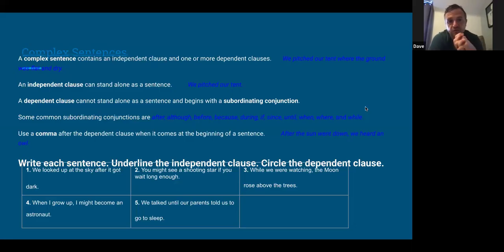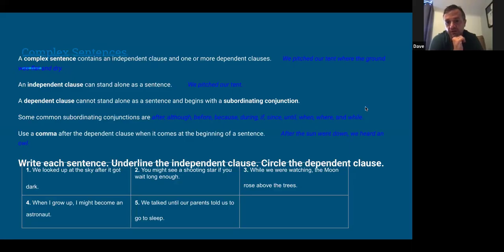Some common subordinate conjunctions are after, although, before, because, during, if, since, until, when, where, and while. These add to our sentence. Remember, they do not make it into a sentence. Dependent means you need something else. Use a comma after the dependent clause when it comes at the beginning of the sentence. If the dependent clause is at the end, we don't need one, but when it's at the beginning, we do need to put our comma there.